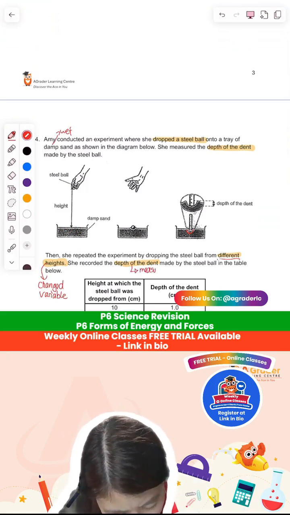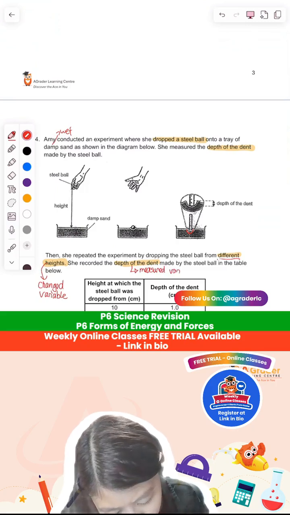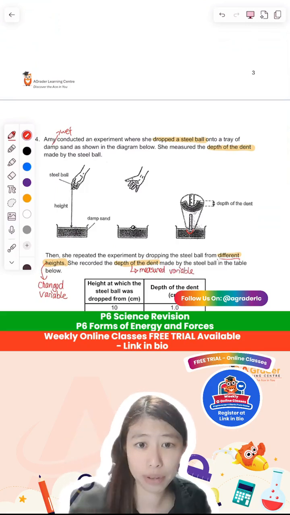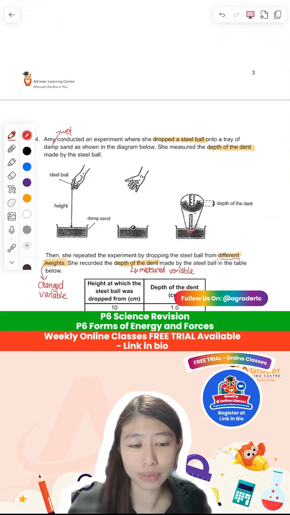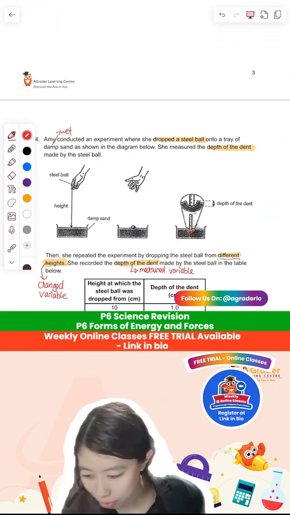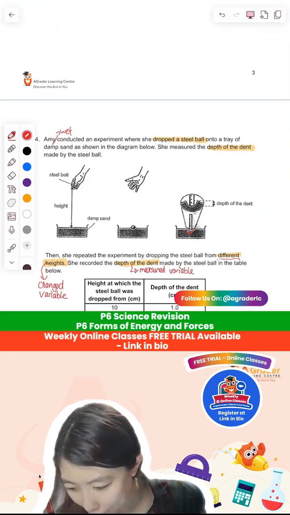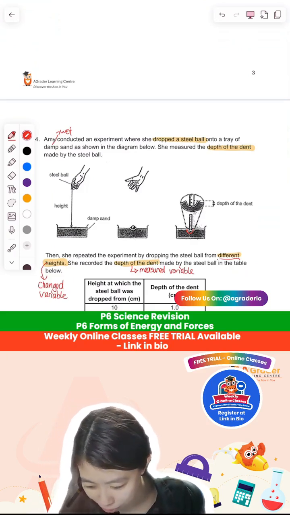Does anyone know why I must measure the depth? What does it tell me? It will tell me the what? Does anyone know?